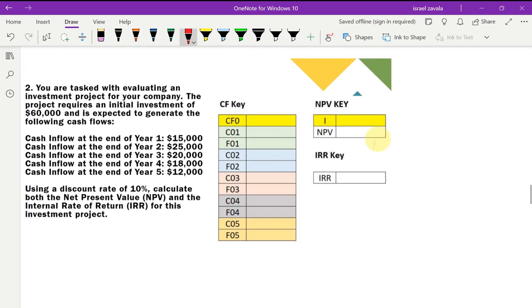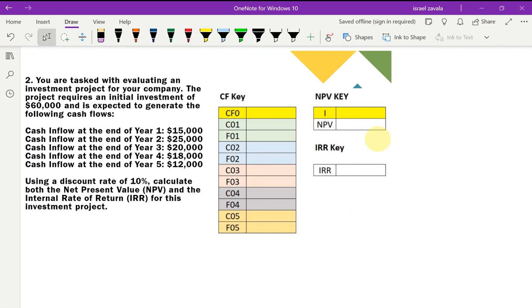Let's go on to the next problem. Again, you can pause it here, or you can just see me take out the important pieces. I'm very familiar with these problems, so I know exactly where they're at. All right, so the project requires an initial investment of $60,000. Cash flow at the end of each year: 15, 25, 20, 18, and 12. We're going to be using a discount rate of 10. And we're going to calculate both the net present value and the internal rate of return for this investment project.